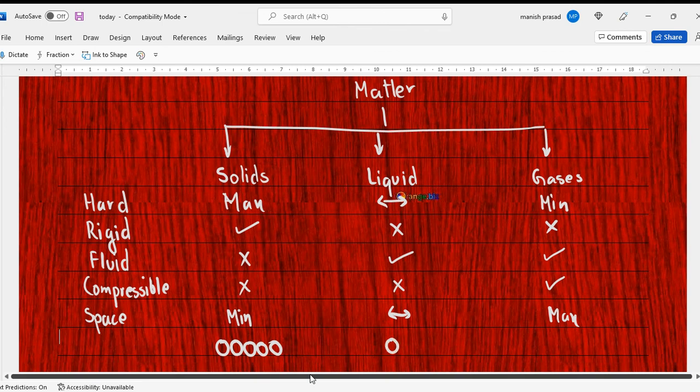Liquids have very little space between them. If you bring them any closer, they'll start repelling. And gases have a huge space between them. So gases are compressible, but solids and liquids are not compressible.